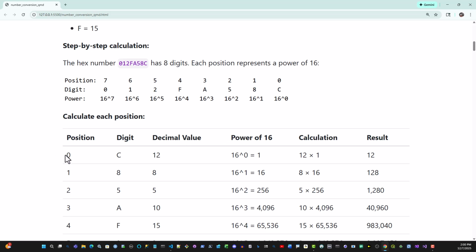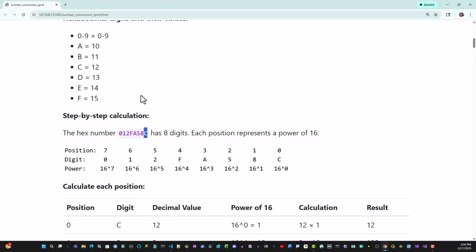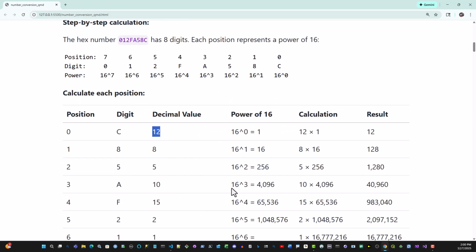So position 0, which is the last digit here, C, that's a 12. Why is it a 12? It's a C, and if you recall, a C is really 12. So the decimal value is 12, with hexadecimal digit C. 16 raised to the power of 0 is 1, because anything raised to the power of 0, as we said, is 1. So therefore, your calculation becomes 12 times 1 is 12. And then you continue with the second digit up here, which is an 8, so you leave it the way it is. 8 times 16 is 128.